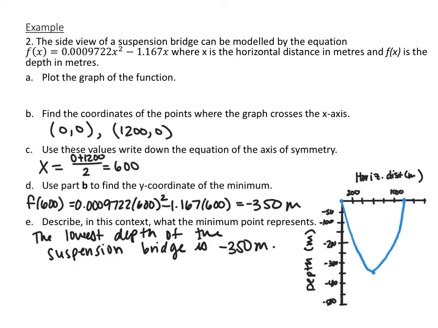Using that information to find the y-coordinate of the vertex, this is going to be the x-coordinate of your vertex or the x-coordinate of your minimum value. I plugged that in for x in f(x) and got the y-coordinate of the minimum to be −350 meters. And this is the lowest depth of the suspension bridge for the whole bridge.